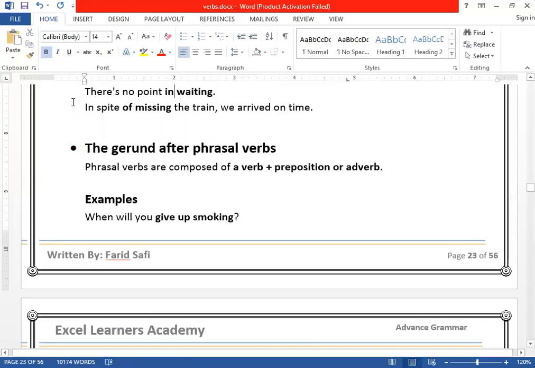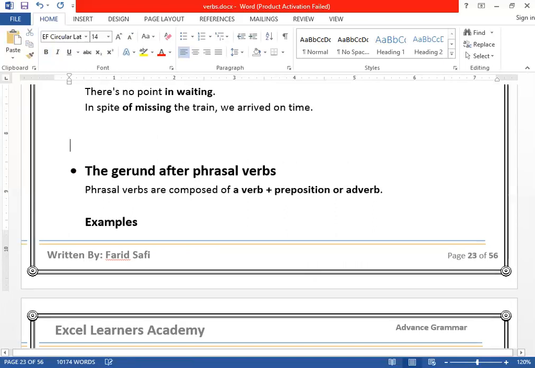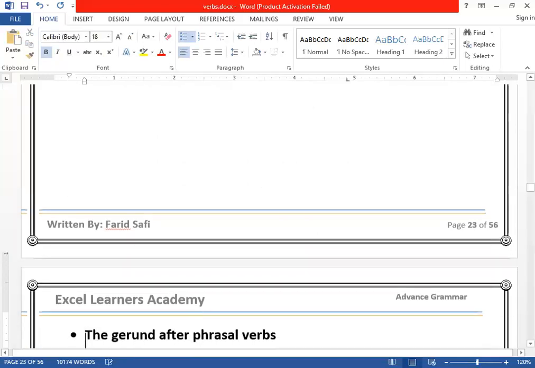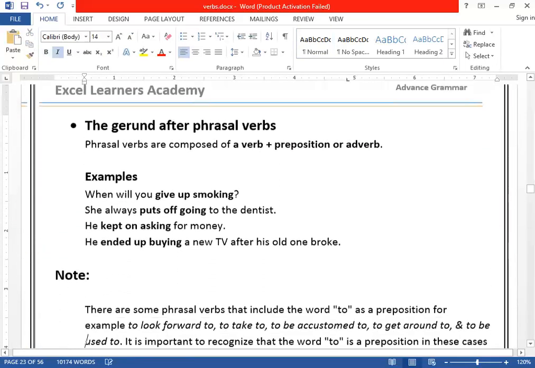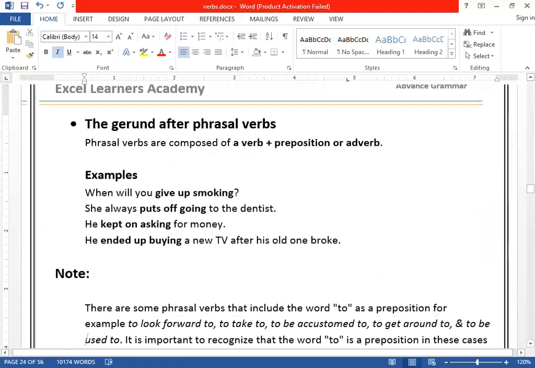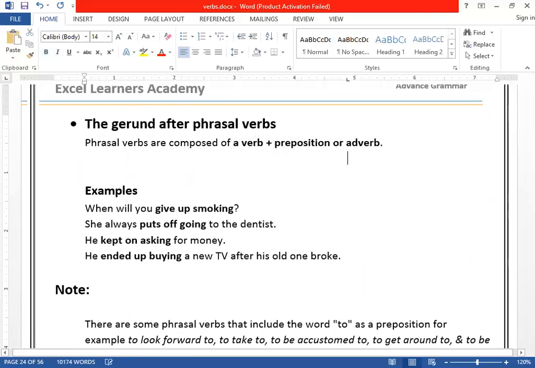A gerund can be used after phrasal verbs. A phrasal verb is a verb plus a preposition. We will learn about phrasal verbs later on. When we say phrasal verb, it means verb plus preposition.